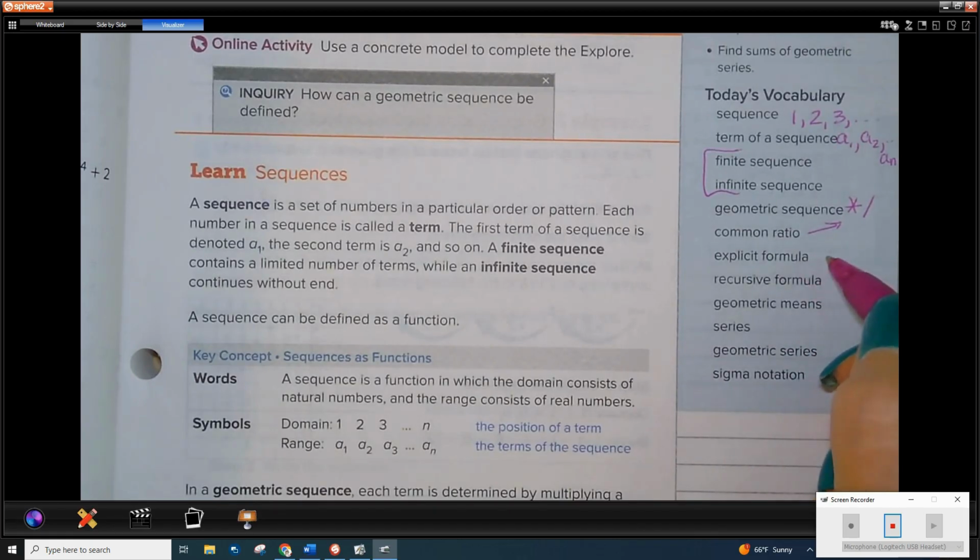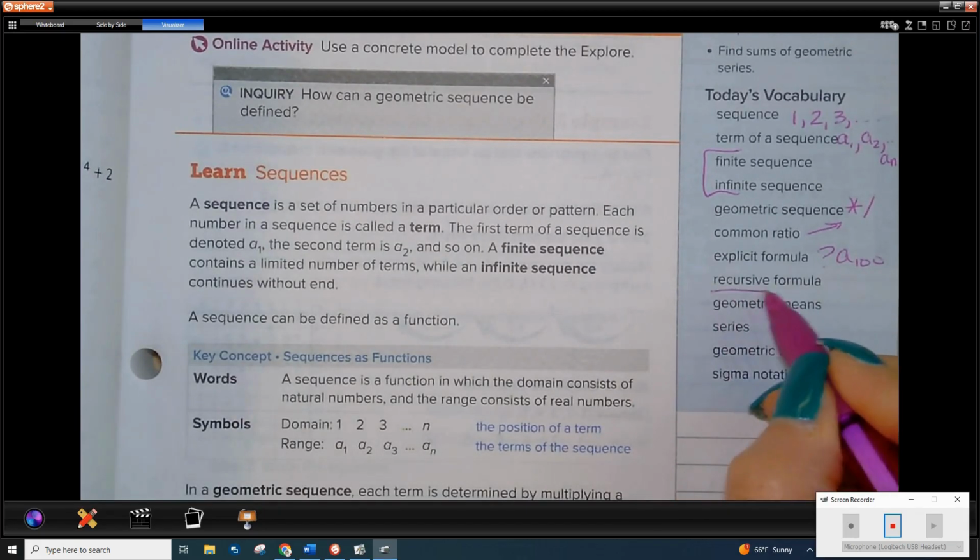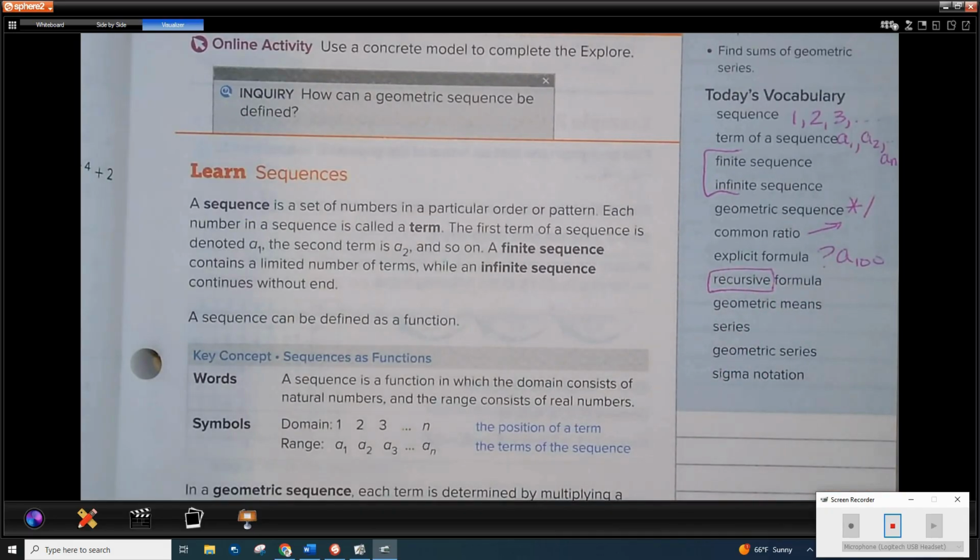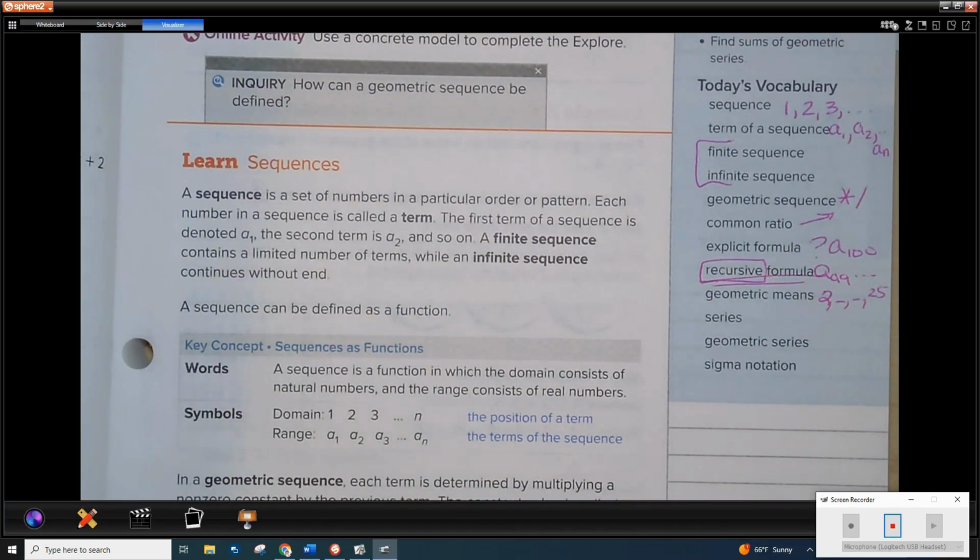Explicit formula means, what is the 100th term of this sequence with the formula. The recursive formula means that we have to do it over and over and over again. In order to get the 100th term, I need the 99th term. So you have to do a lot of terms to do the recursive formula. Geometric means is a way to find missing values or in between values. Say I have 2 and then some blanks that we don't know, and then 25, I'm just making one up, so that's geometric means to find those.